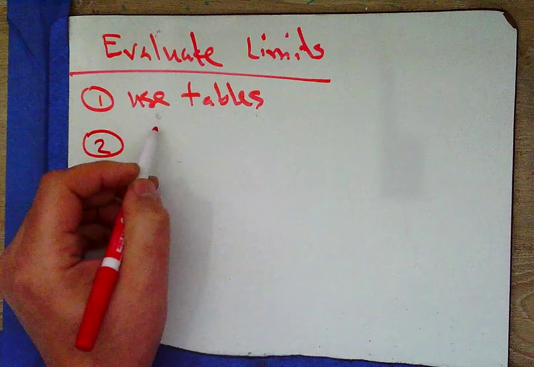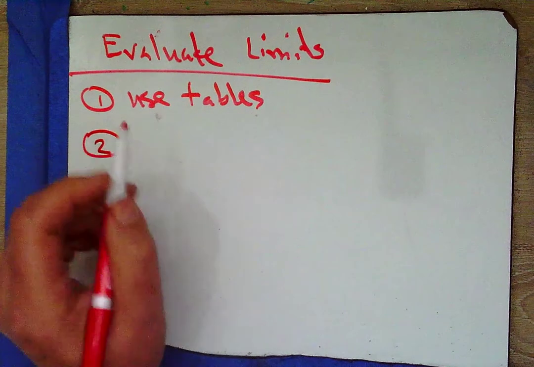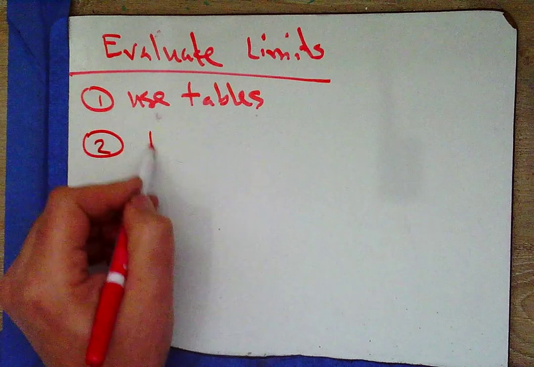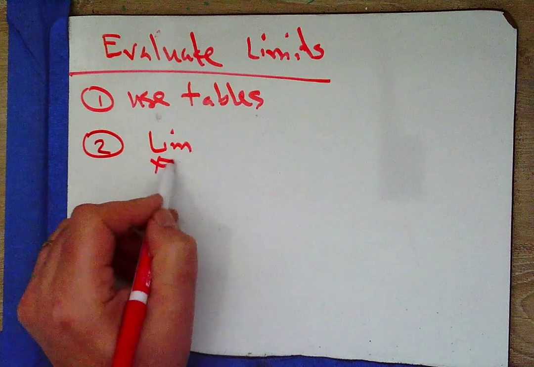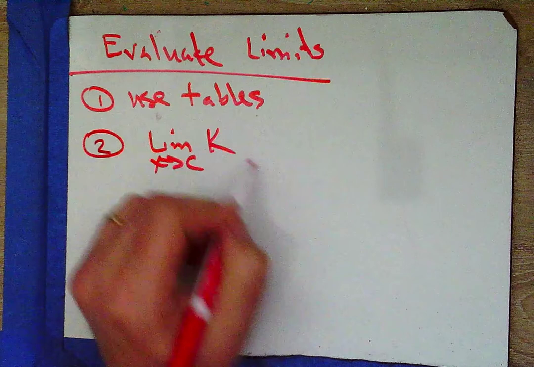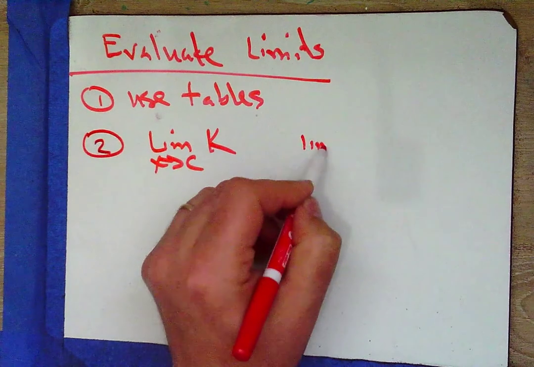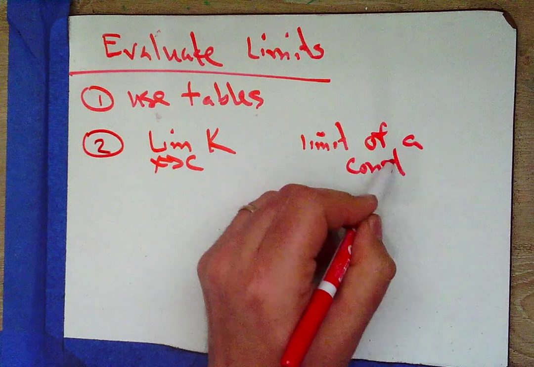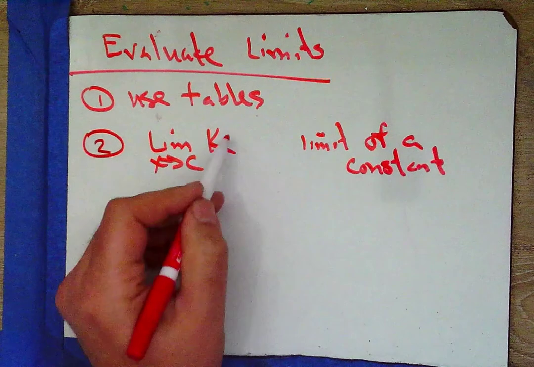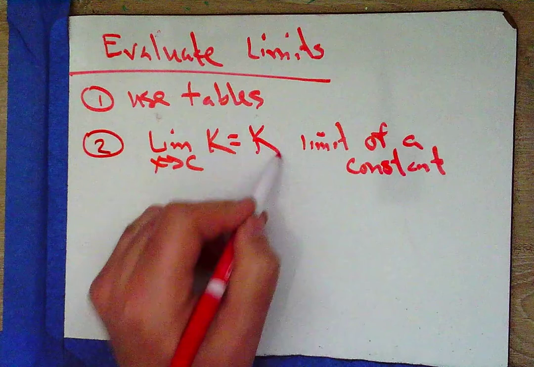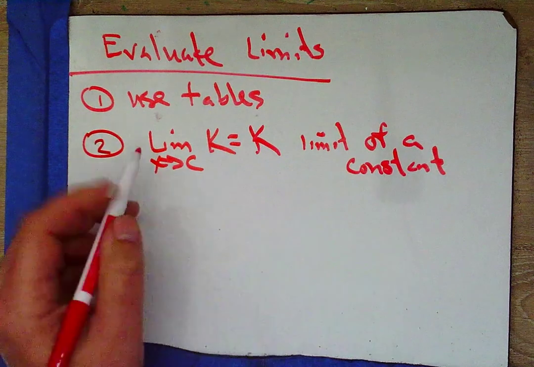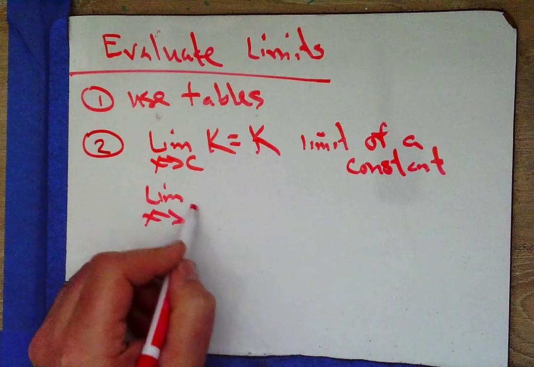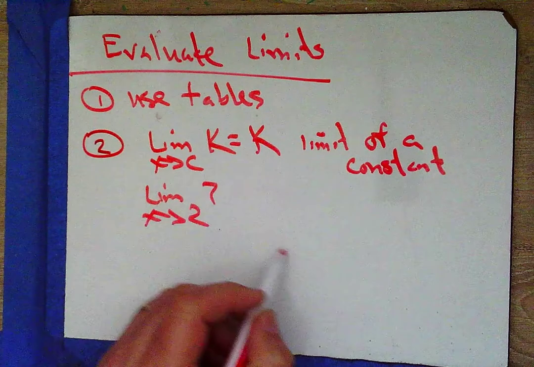Well, 2. We've got some properties and we've got some guidelines. The first is the limit as x approaches c of some constant. The limit of a constant is always going to be that constant. What does this mean? Well, let's think about this. The limit as x approaches 2 of 7.